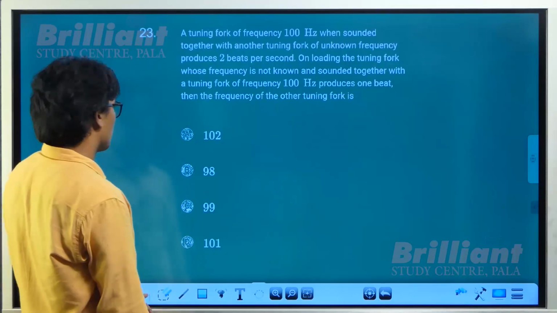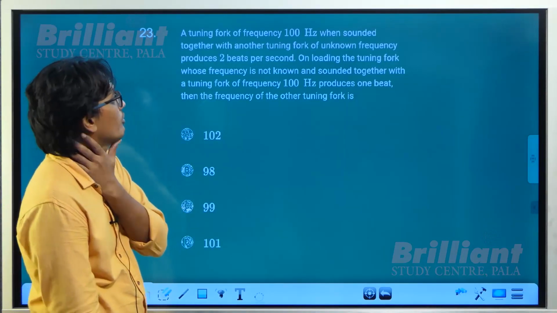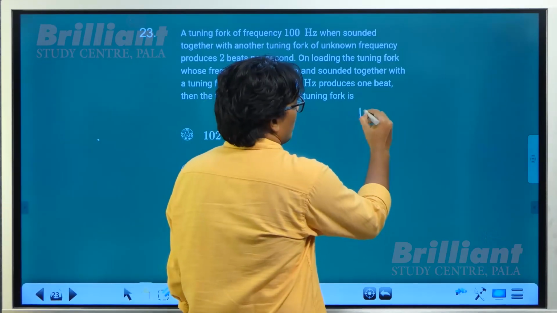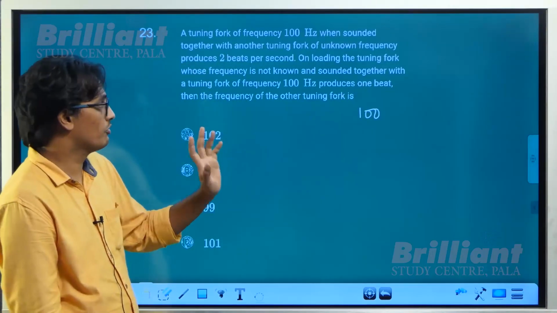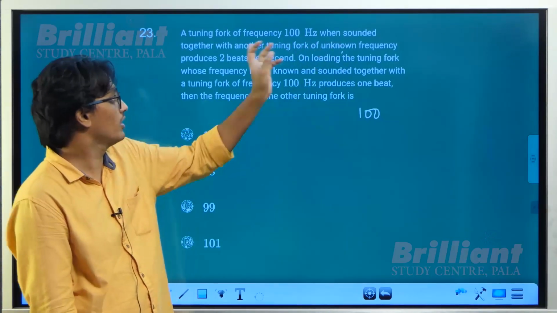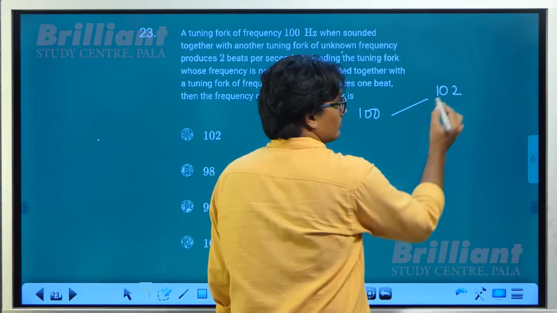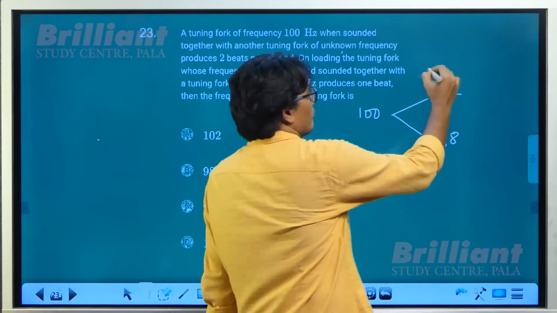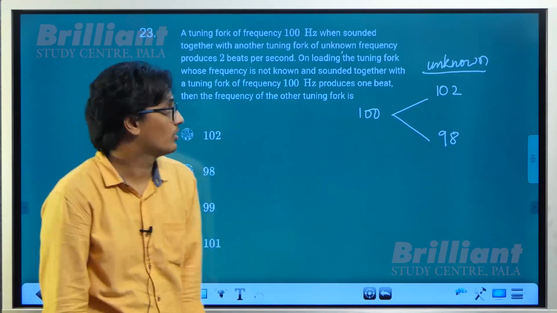A tuning fork of frequency 100 Hz, when sounded together with another fork, produces 2 beats. So you have 100 Hz, sounded with another tuning fork whose frequency is unknown, and the beats are 2. So the other one can be 102 or it can be 98. The unknown frequency can be either 98 or 102.